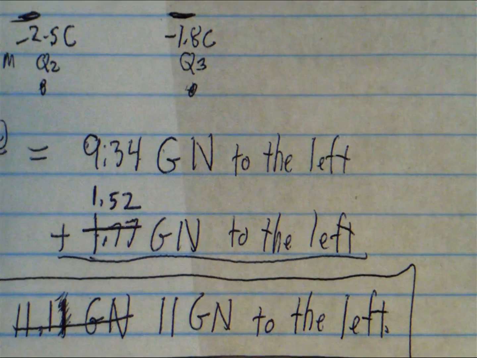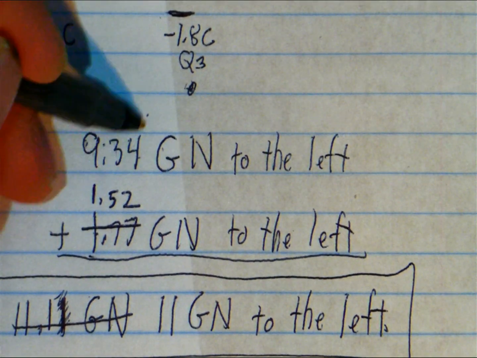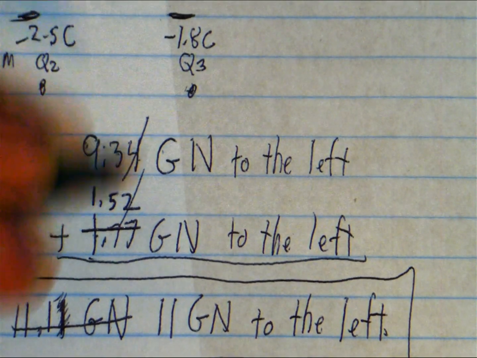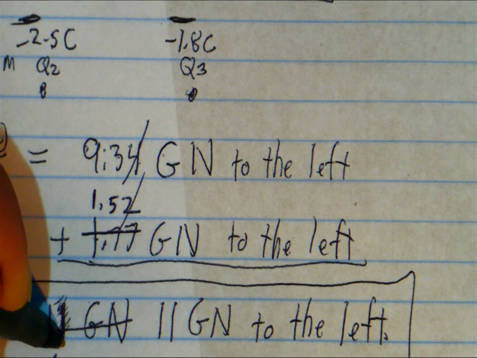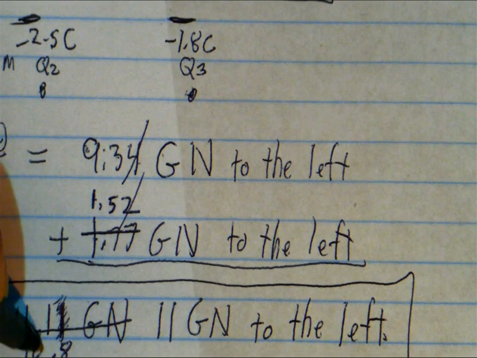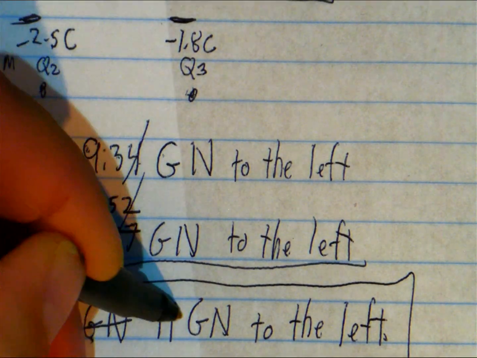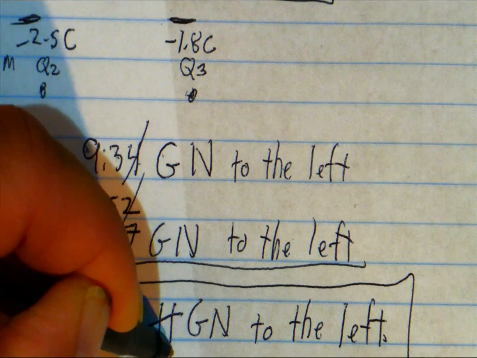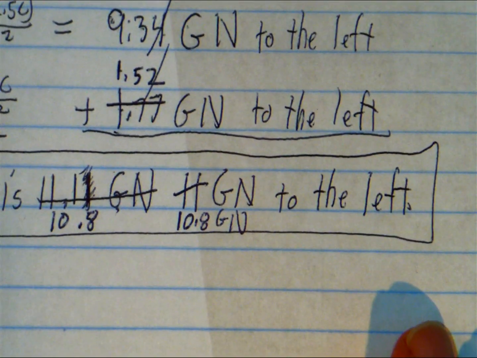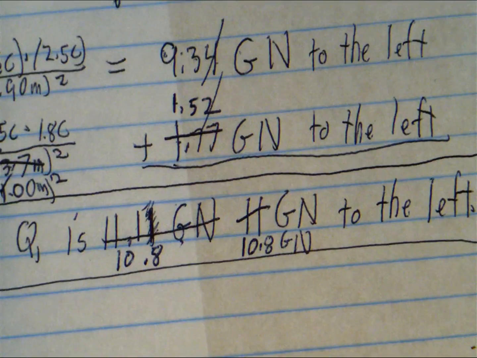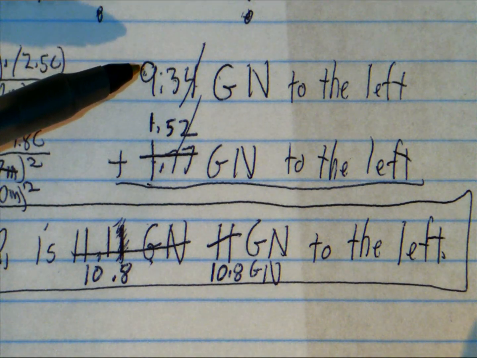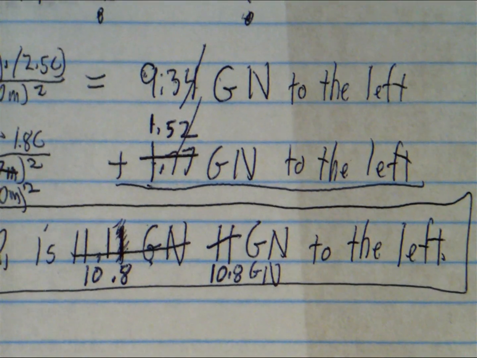Well, still, I should only have done this to 2 sig figs anyways. So 5 plus 3 is 8, and 9 plus 1 is 10. So interestingly enough, 10.8 giganewtons to the left would be a reasonable answer on your homework problem. All right, there you go.